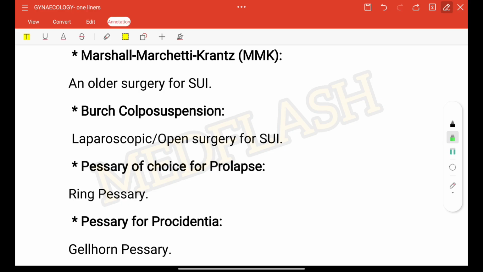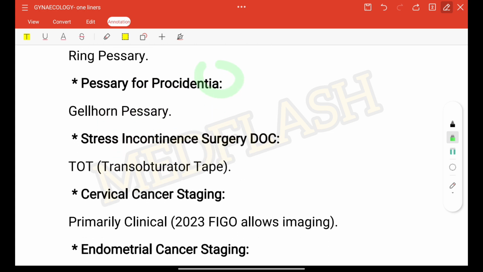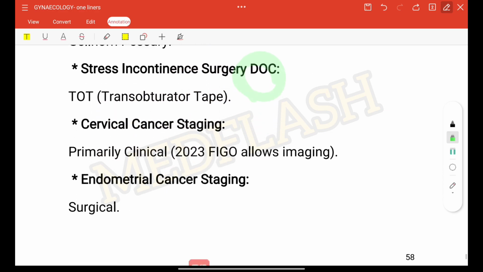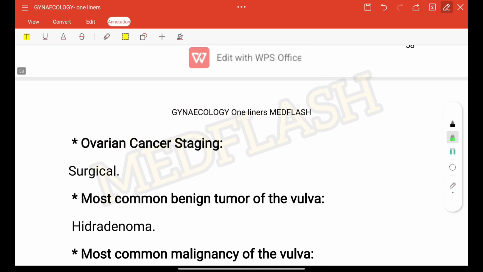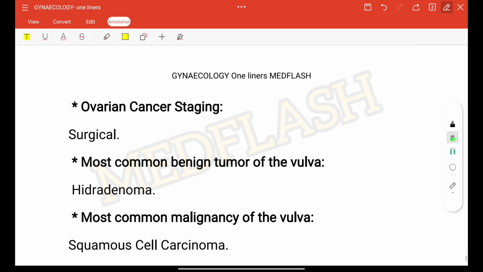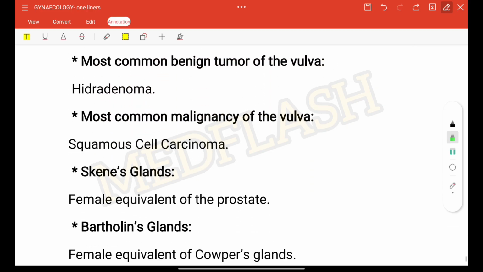Pessary of choice for prolapse is ring pessary. Pessary for procidentia is Gellhorn pessary. Stress incontinence surgery of choice is transobturator tape. Cervical cancer staging is primarily clinical. Endometrial cancer staging is surgical and ovarian cancer also surgical. Most common benign tumor of the vulva is hidradenoma. Most common malignancy of the vulva is squamous cell carcinoma.